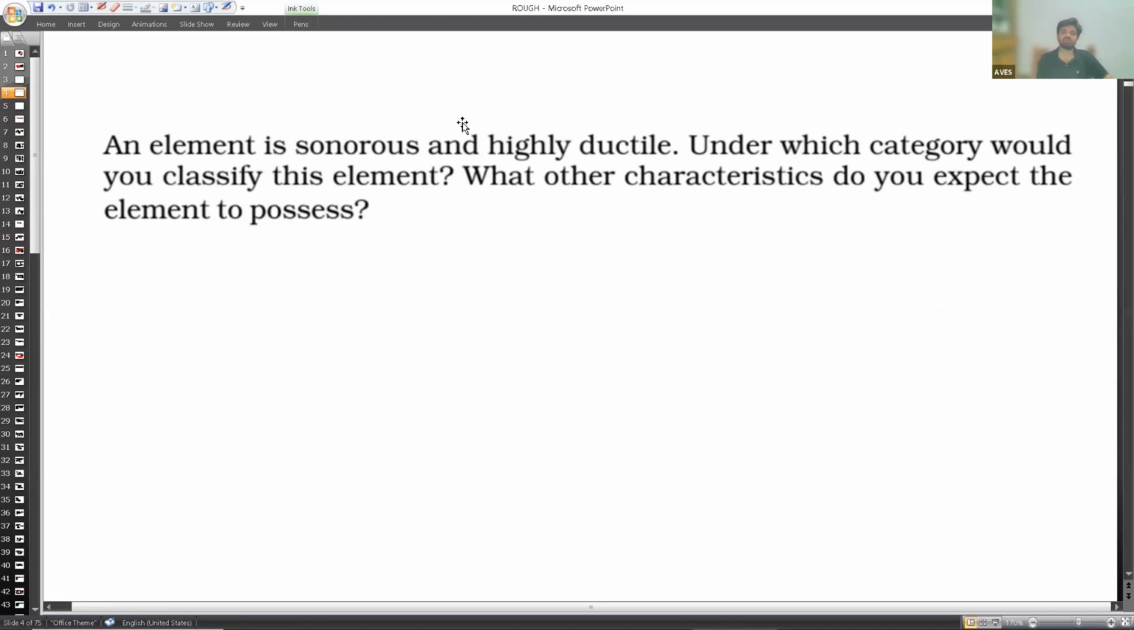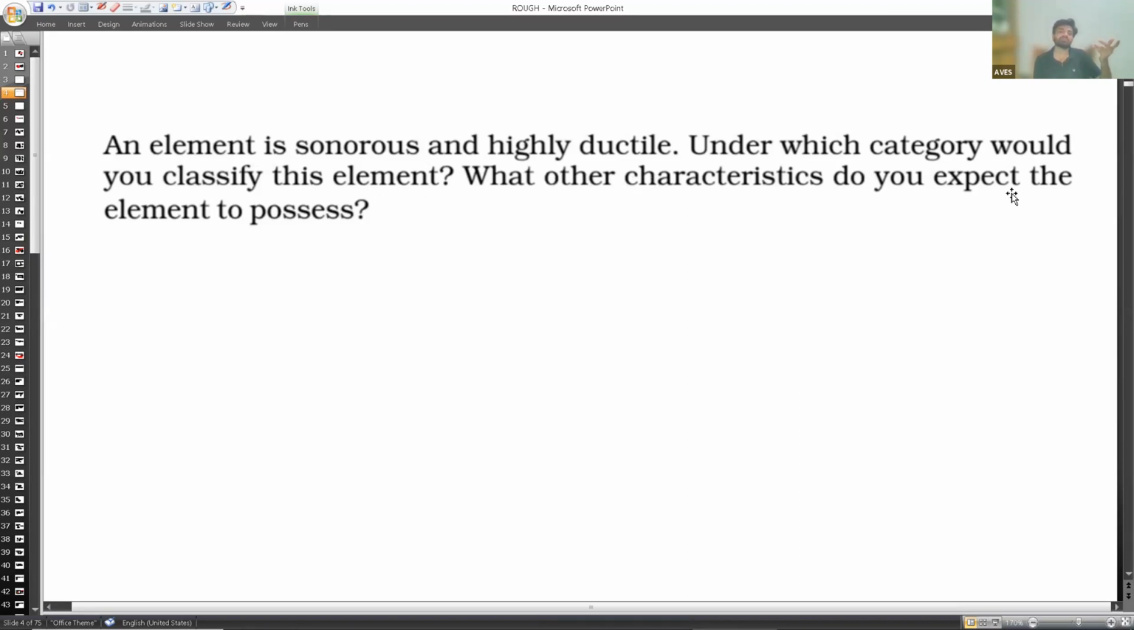So if the question comes, how will you characterize these types of elements? It is asking under which category you would classify this element. It is talking about an element which is sonorous, which can produce sound on striking, and is ductile. So under which category will you classify this element? We can classify this element as metal.